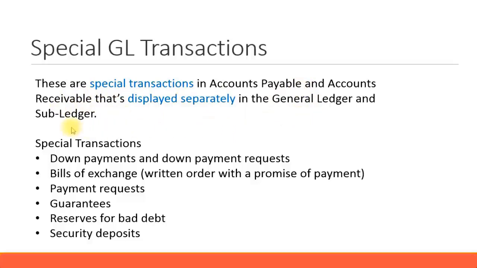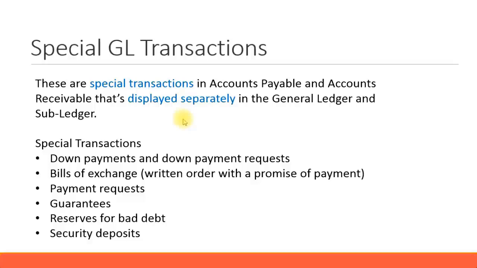All your customers and vendors are in your sub-ledger, and they have a reconciliation account linking to your accounts payable and accounts receivable account. Now what are examples of these special transactions? Down payments and down payment requests. So down payment: sometimes you might purchase an item from a vendor, or before purchasing an item, the vendor might ask you to make an advance payment. The advance payment is mostly the common term we use, but in SAP the word used will be down payment. So you make that down payment or this advance payment, and then later once you receive the item you can make the balance payment.